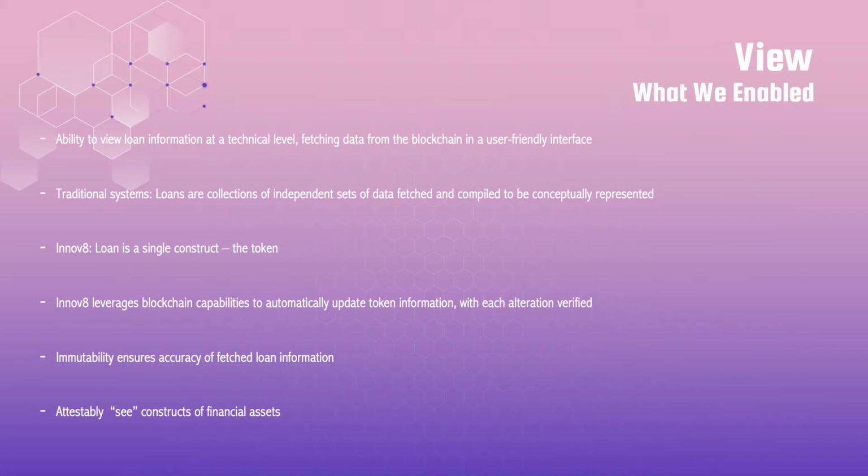Innov8 can leverage the capabilities of blockchain to automatically update loan information, with each alteration to the loan recorded and verified across all other nodes. This immutability ensures the accuracy of fetched loan information viewed in real time. This functionality offers the ability for people to attestably see constructs of financial assets as opposed to collections of data which have to be conceptualized as a financial product.